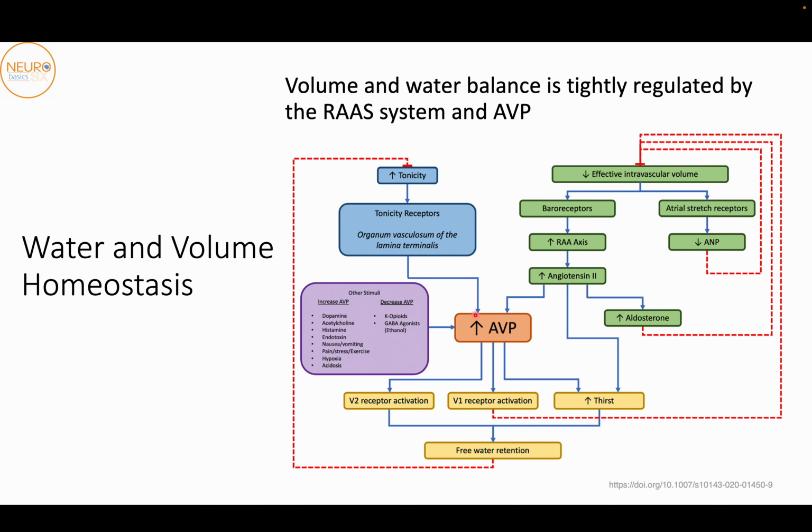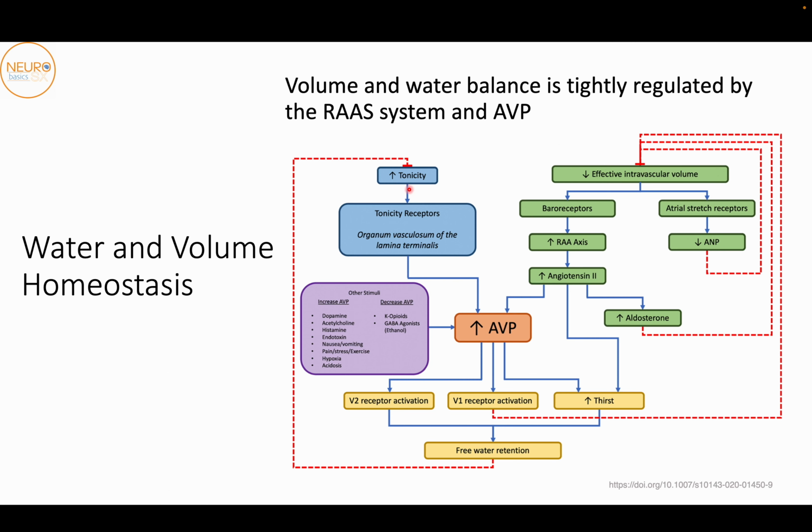Now, the whole system is more or less tightly regulated, as we have discussed, by arginine vasopressin. But when we consider volume as well, the whole system is also regulated by the renin-angiotensin system. Right? So these systems are interlinked at the level of AVP, and these are both feedback systems.